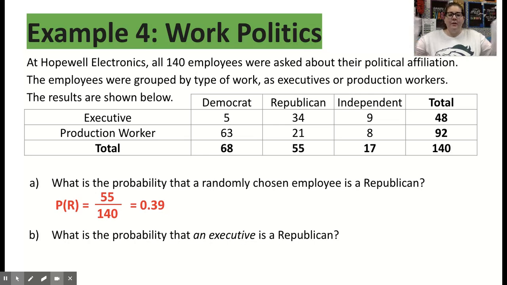So again, I'm narrowing down my total. I'm no longer talking about all of the employees. I'm talking about specifically the executives. So the way I would write that is a probability that they're Republican given that they're an executive.